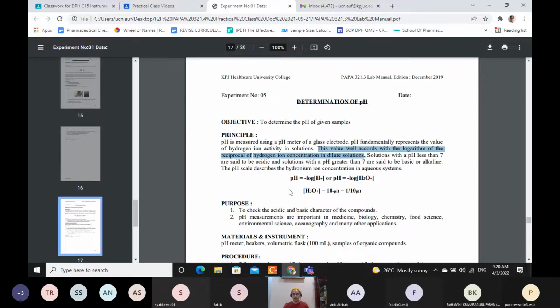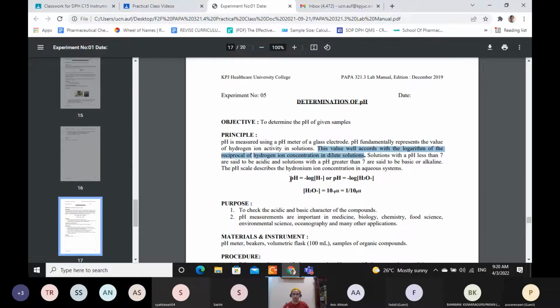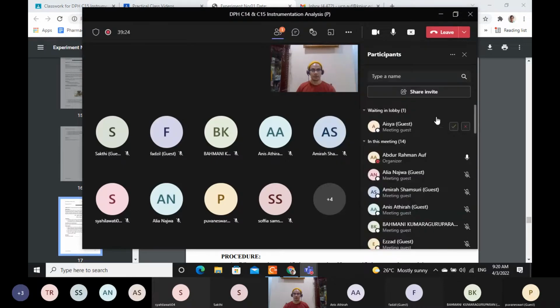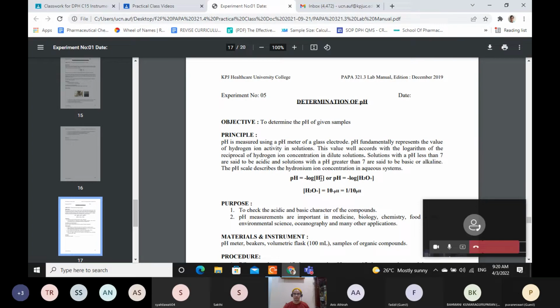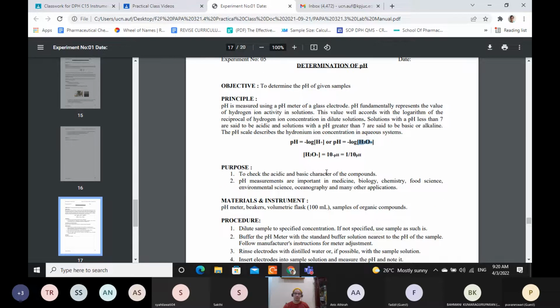So this is what kamu dah belajar dalam semester 1 dalam physical chemistry. In case kamu terlupa, this is the formula, the logarithm. pH equals to negative log of the concentration of hydrogen ataupun the concentration of hydronium ion. Okay, kita measure kepekatan, the amount of hydrogen ion dan juga the amount of hydronium ion. So the pH meter yang kita guna tu, this is the algorithm that is programmed into the meter.